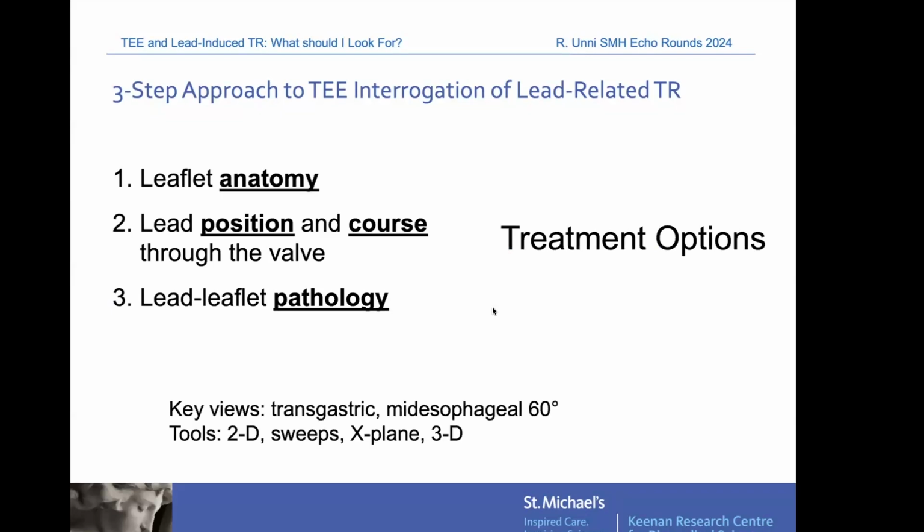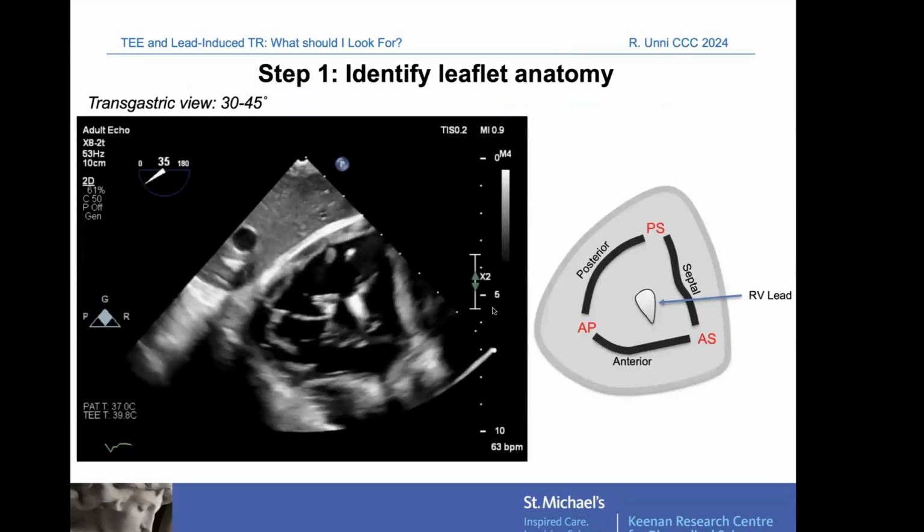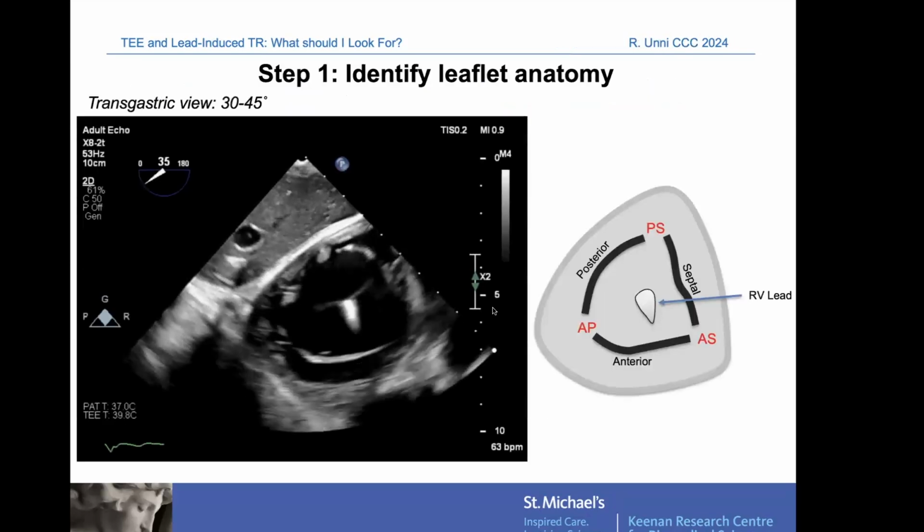The key views you're going to be using here are the transgastric view and the mid-esophageal view at 60 degrees. And the tools you use are 2D, sweeps, X-plane, and 3D. Again, I know this is TEE focused, but what you'll see here, hopefully you can directly apply to transthoracic echo as well, and I'll show some examples of transthoracic echo here. So let's start here. Step 1, identify the leaflet anatomy.